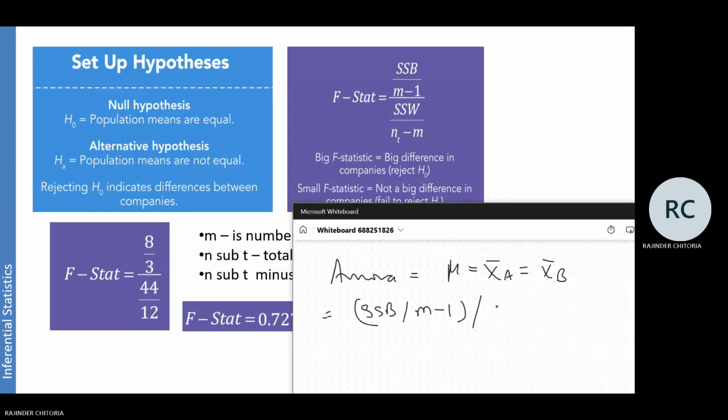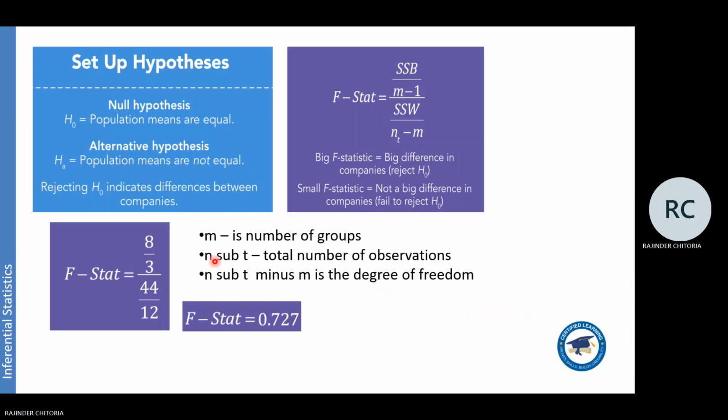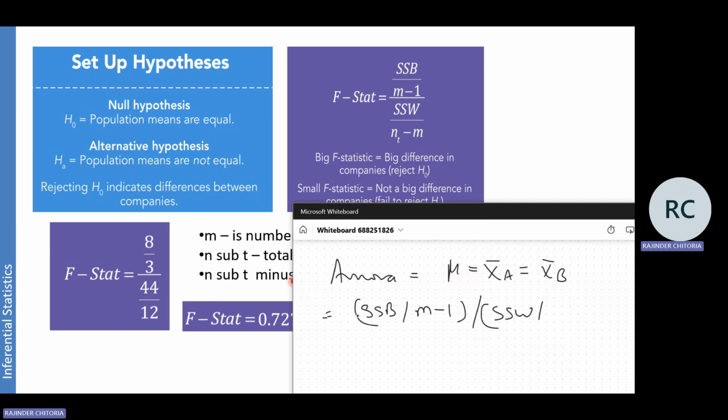Then SSW divided by N minus M, where N is total observations. In our case, we have 6 rows and 2 columns, 6 into 2, 12. Then M is there, as repeated here. So we have 2 degrees of freedom here. First we have SSB's degree of freedom, then SSW's degree of freedom. We take these into consideration for a table reference. We'll see that. So let's calculate the formula first.